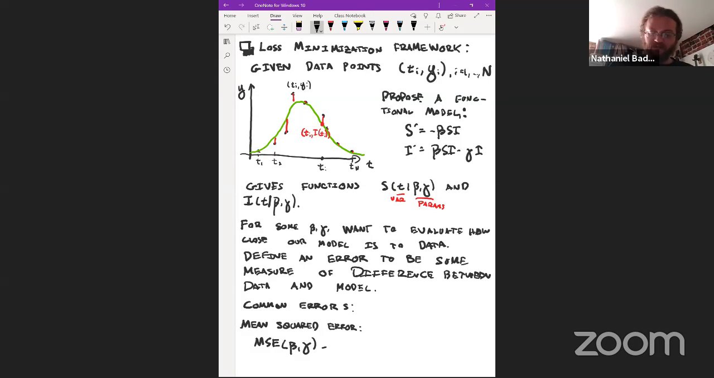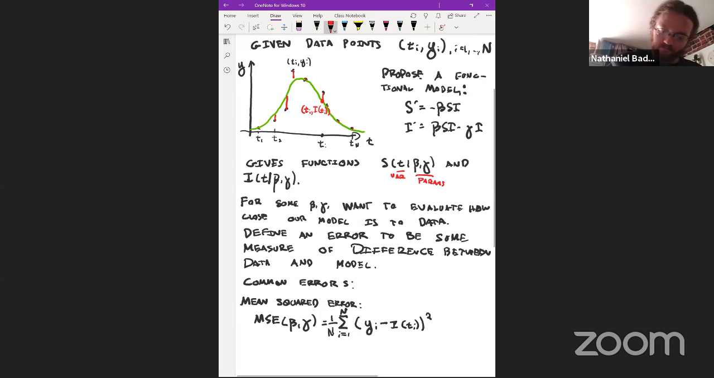So the mean squared error of beta and gamma, right, it's going to depend on two parameters, is going to be the sum over all of our data points, sorry, 1 over n for the mean, of the actual value, so y_i, minus the predicted value, squared. Okay. So any questions about this?